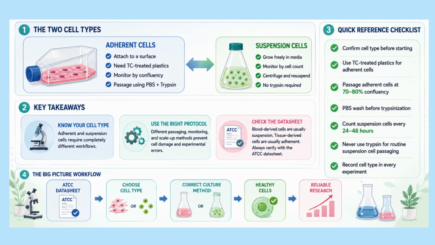3. Blood-derived cells are almost always suspension, tissue-derived are usually adherent. This heuristic gets you to the right protocol 90% of the time. HeLa, cervical, MCF7, breast, A549, lung, equals adherent. Your cat, T-cell leukemia, HL60, myeloid, K562, CML, equals suspension. When in doubt, check the ATCC datasheet.